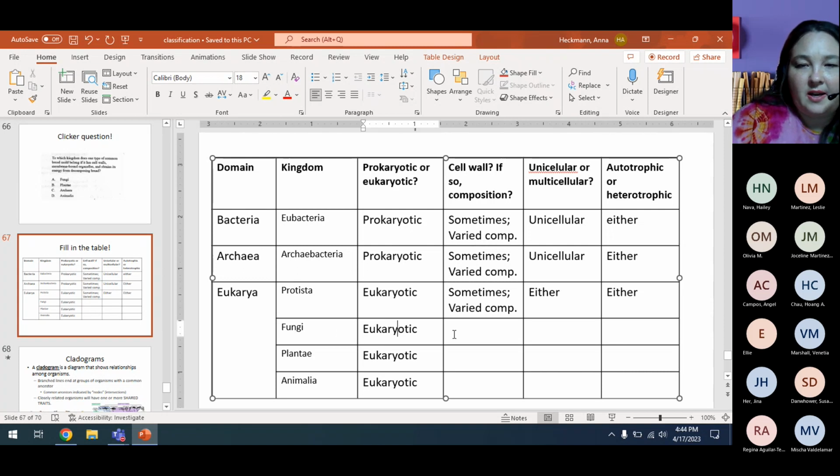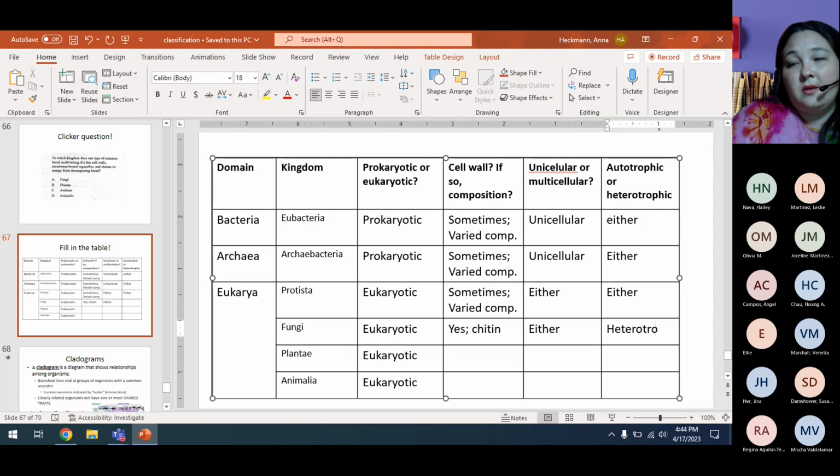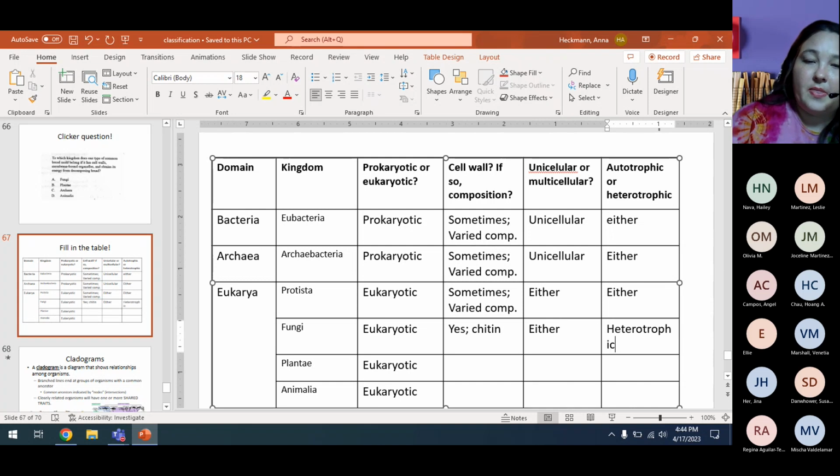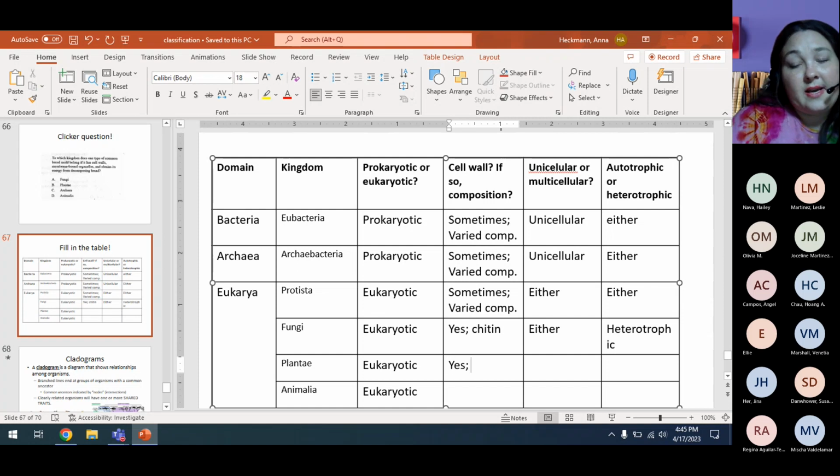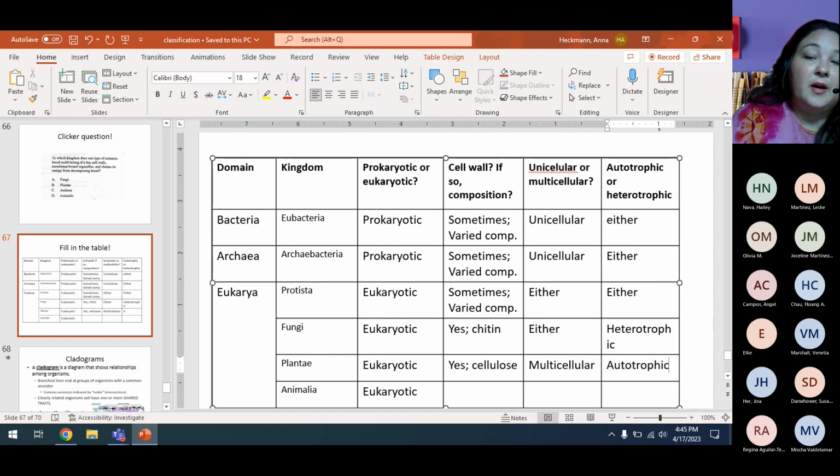What about fungi? Fungi are eukaryotic. They have a cell wall made of chitin. They could be either unicellular or multicellular, and they are always heterotrophic. Kingdom Plantae, these guys are eukaryotic. Yes, they have a cell wall. It's made of cellulose. And they are always multicellular, and they are always autotrophic.